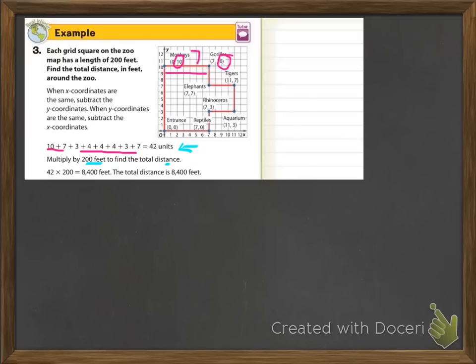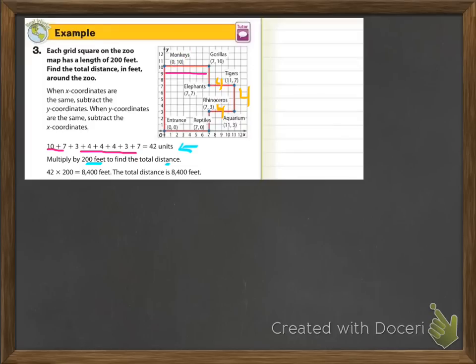So you should start getting pretty good at this. If you look at the rhinoceros in the aquarium, notice the 3's are the same, and 11 minus 7 gives you 4. So that means that is a side length of 4. Then notice the aquarium and the tigers, the 11's are the same, so 7 minus 3 is 4. So that length is 4. Then from the elephants to the tigers, notice the 7 with the y-coordinate is the same, so 11 minus 7 again is 4.